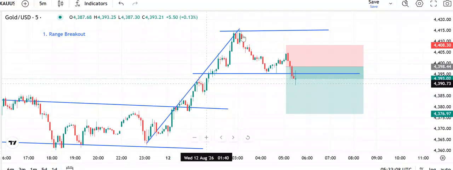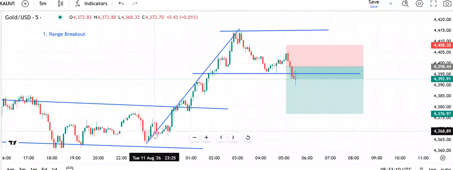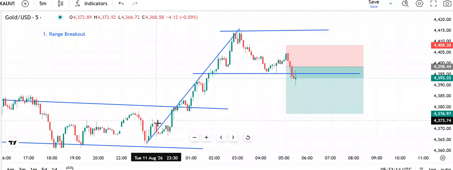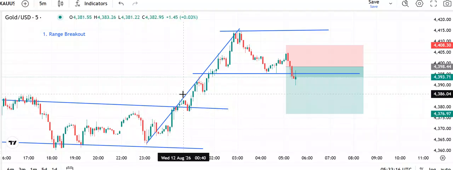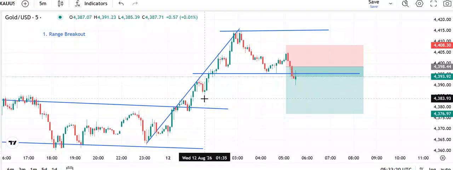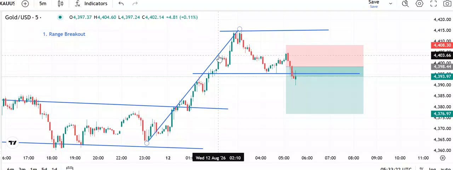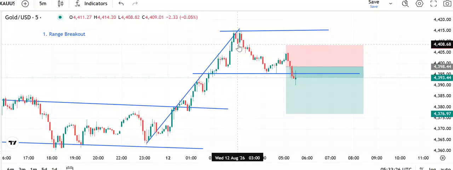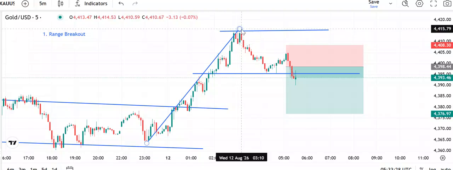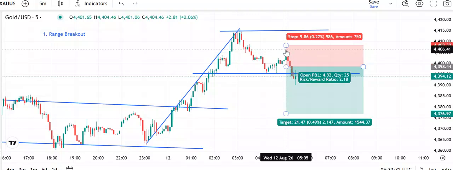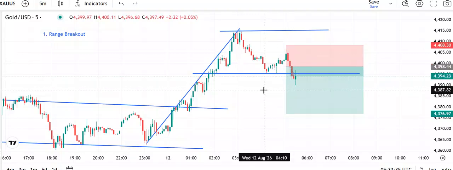But this is an uptrend. We have a breakout here. We have a high, low, higher high, higher low, higher high, higher low, higher high, higher low, higher high, higher low, higher high, then lower low, lower high, lower low. Okay.